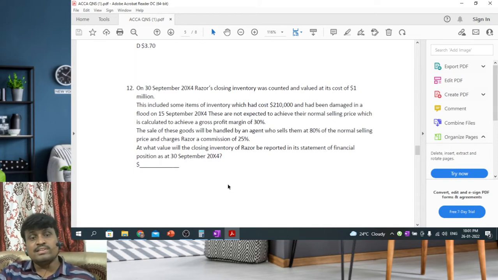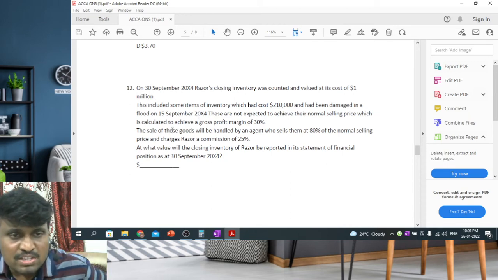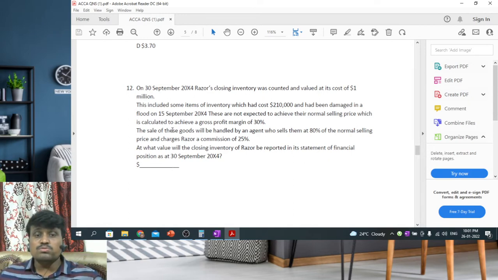Then on 30th September 2004, Razor's closing inventory was counted and valued at its cost of $1 million. This included some items of inventory which had cost $2,10,000 and had been damaged in the flood on 15 September 2004. These are not expected to achieve their normal selling price, which is calculated to achieve the gross profit margin of 30%. The sale of these goods will be handled by an agent who will sell them at 80% of the normal selling price, charging a commission of 25%.